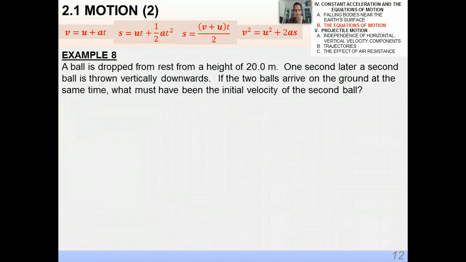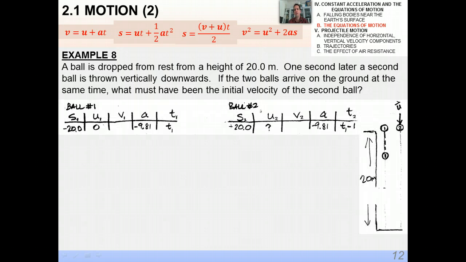Next example: a ball is dropped from a height of 20 meters. 1 second later, a second ball is thrown vertically downwards. The two balls arrive on the ground at the same time. What must have been the initial velocity of the second ball? I just want to point out here that with these kinematic problems, we always neglect air resistance and frictional forces. Otherwise, the kinematics equations don't work.